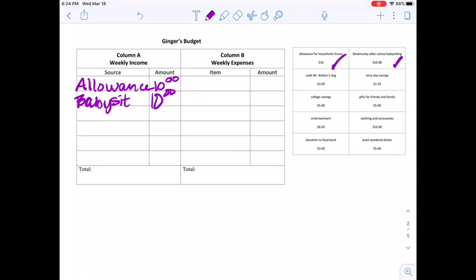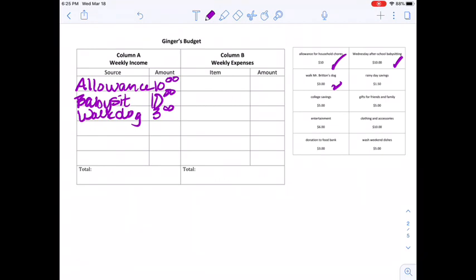Let's look at the next one. Walking someone's dog for $3. If I'm walking someone's dog for them, I'm getting paid to do that. So that would also be income. I'm going to put walk dog. And it looks like Ginger made $3 doing that.